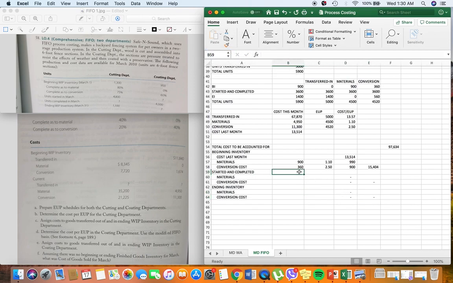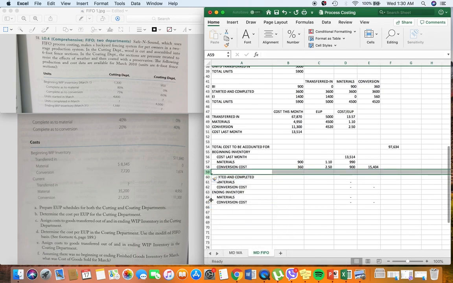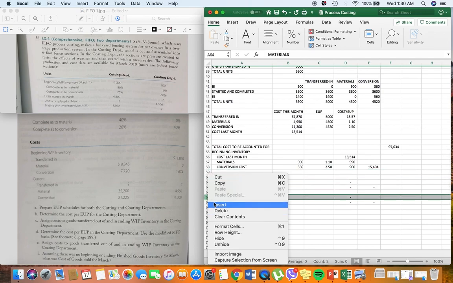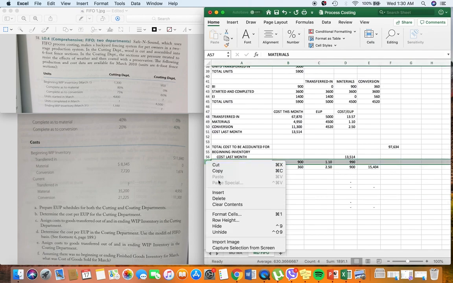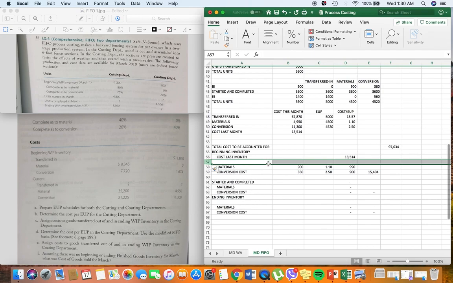Now, for the cost of the unit started and completed, of course, we will insert, syempre, yung transferred in cost natin this time. So, earlier, dun sa computation natin sa cost assignment natin for the beginning inventory units, it doesn't matter, no? Kasi wala nga tayong inassign na EUP for the transferred in cost. So, ito, 0 lang siya talaga.